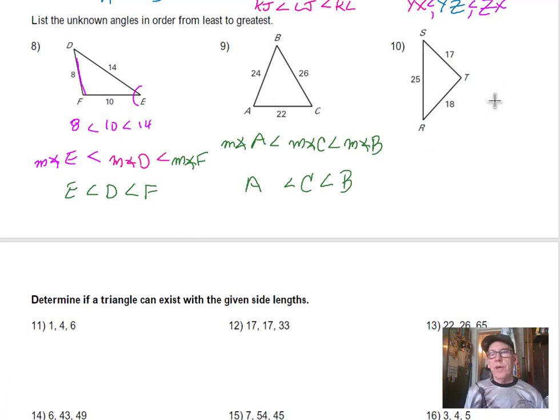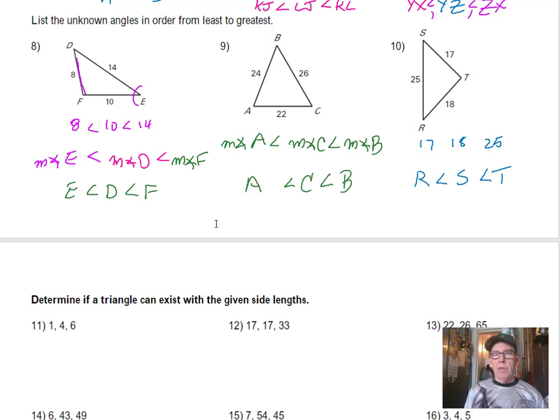So look at number 10. We got 17 and 18 and 25. So in order, 17, 18, 25. Opposite angles: 17, angle R. 18, opposite angle S. 25, opposite angle T. That's how we would get those in order.